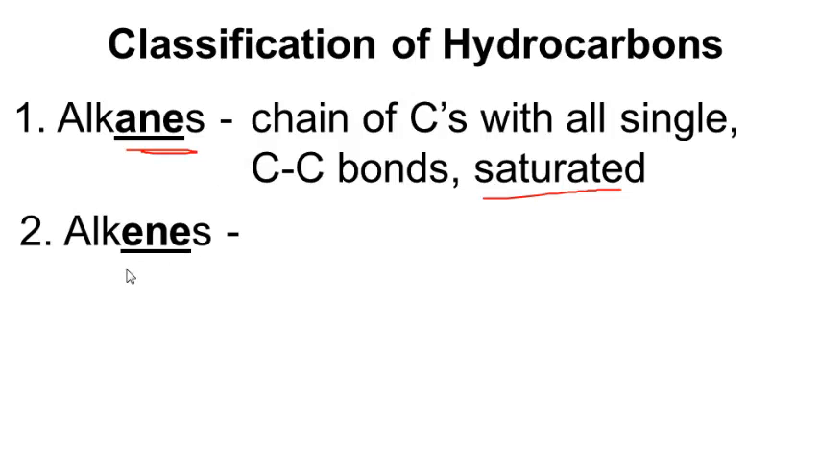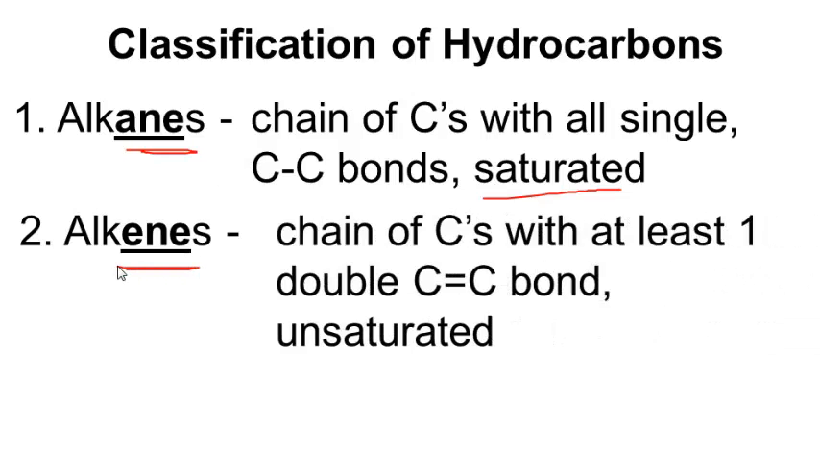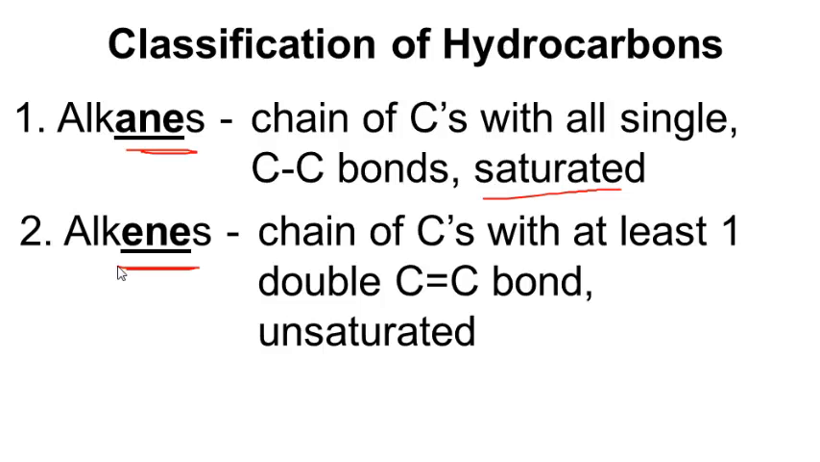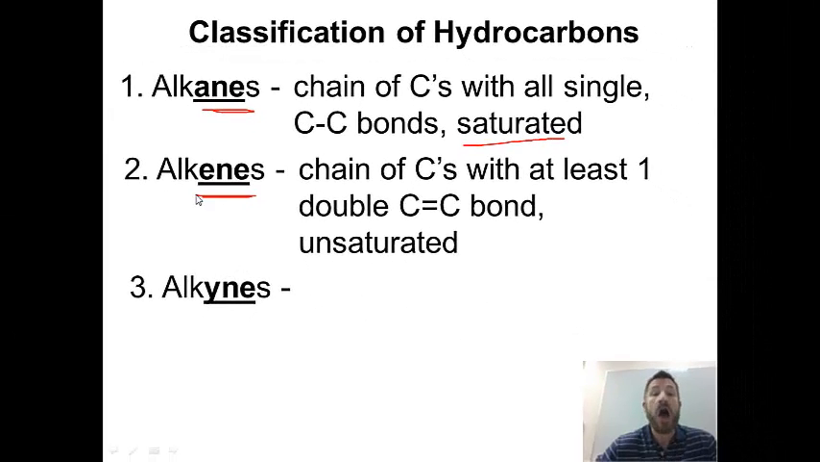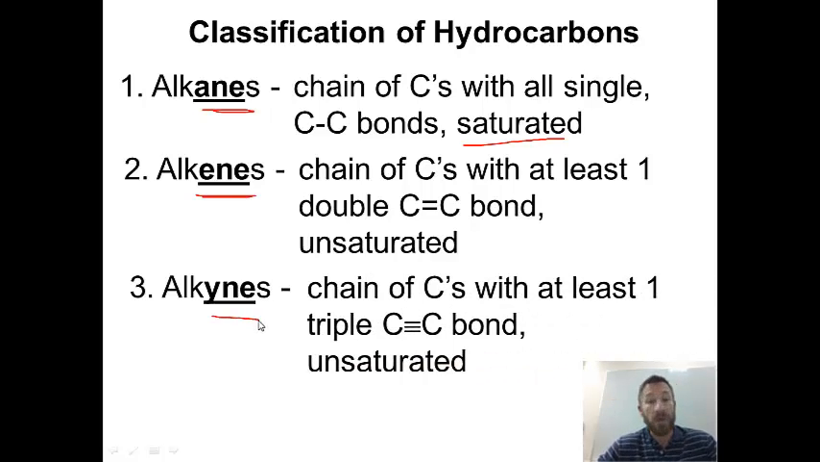Now alkenes are going to contain at least 1 double carbon-carbon bond. We say these are unsaturated because if you broke that double bond, more hydrogens could be added. And the last group of hydrocarbons is called alkynes, A-L-K-Y-N-E-S. Alkynes, you guessed it, have a chain of carbons with at least 1 triple bond, and these are also unsaturated because more hydrogens could be added.